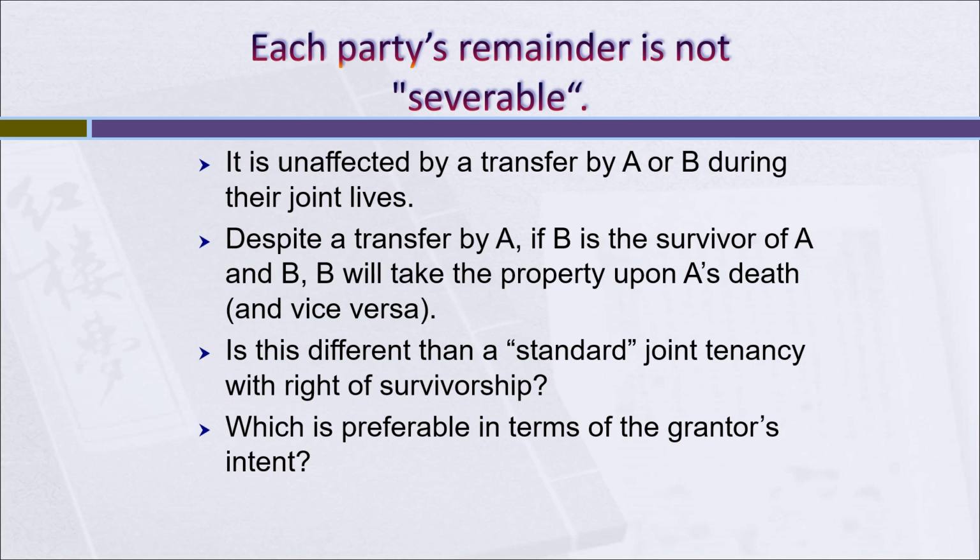Which do most people wish to create when they give a couple of parties a joint tenancy with right of survivorship? Well, there's no generic answer to that question, but a wise lawyer would sit down with a client who's giving a joint tenancy with right of survivorship and explain the implications of both forms of transfer and ask the client which they prefer. Do they want to allow a severance to occur and the right of survivorship to be wiped out by a conveyance by one of the parties, or do they not wish to have that happen? They can do it either way by appropriate language.